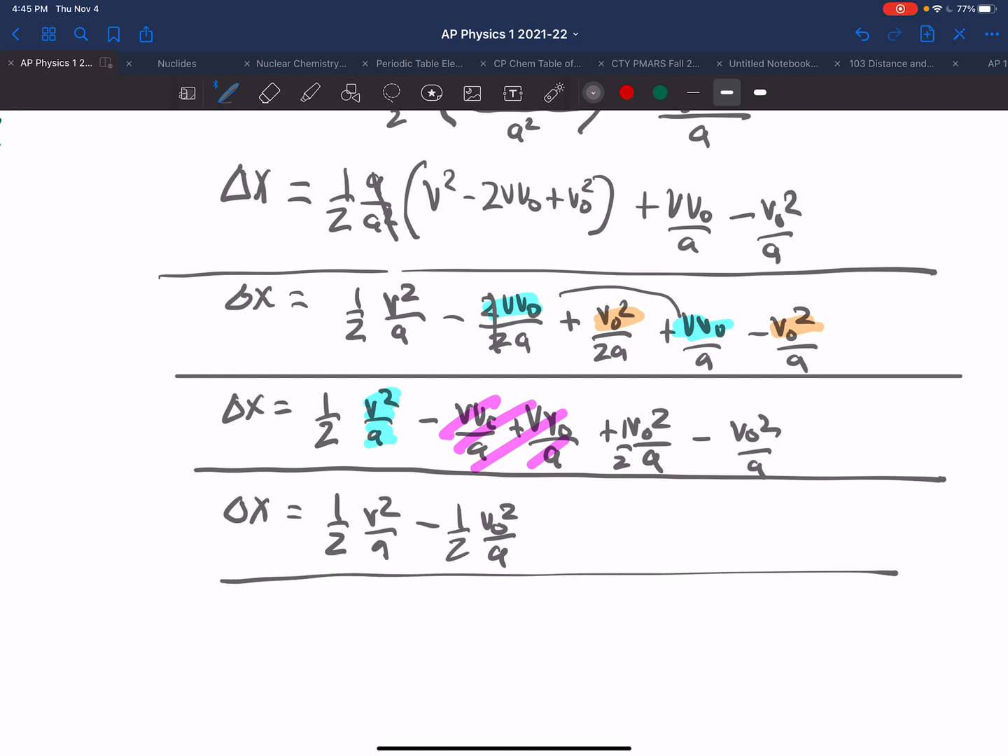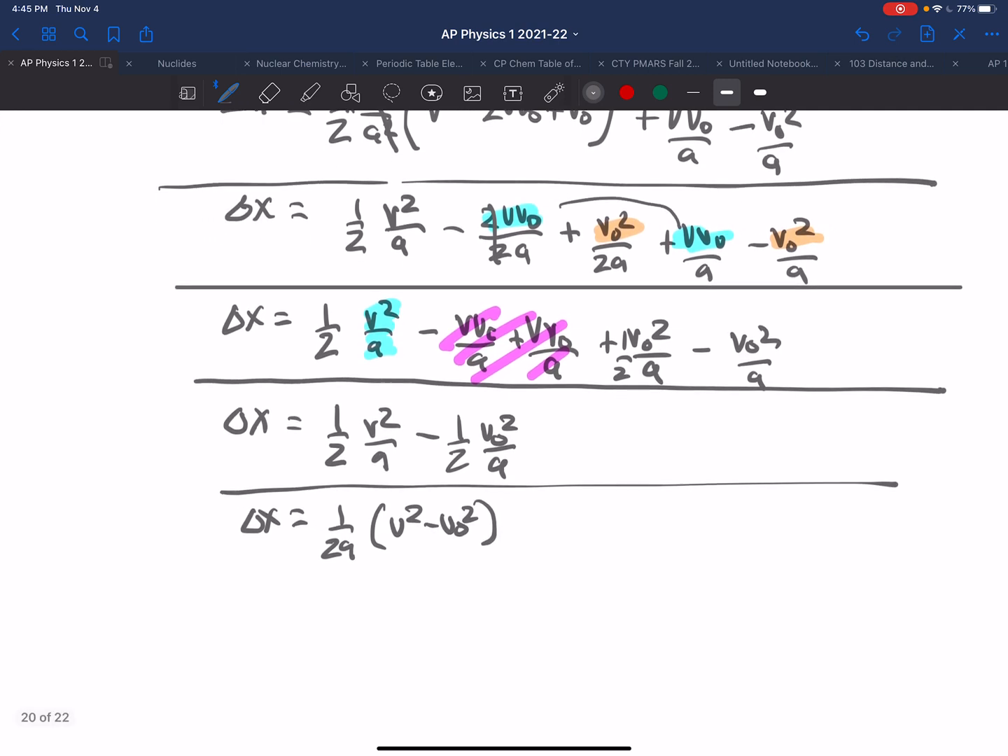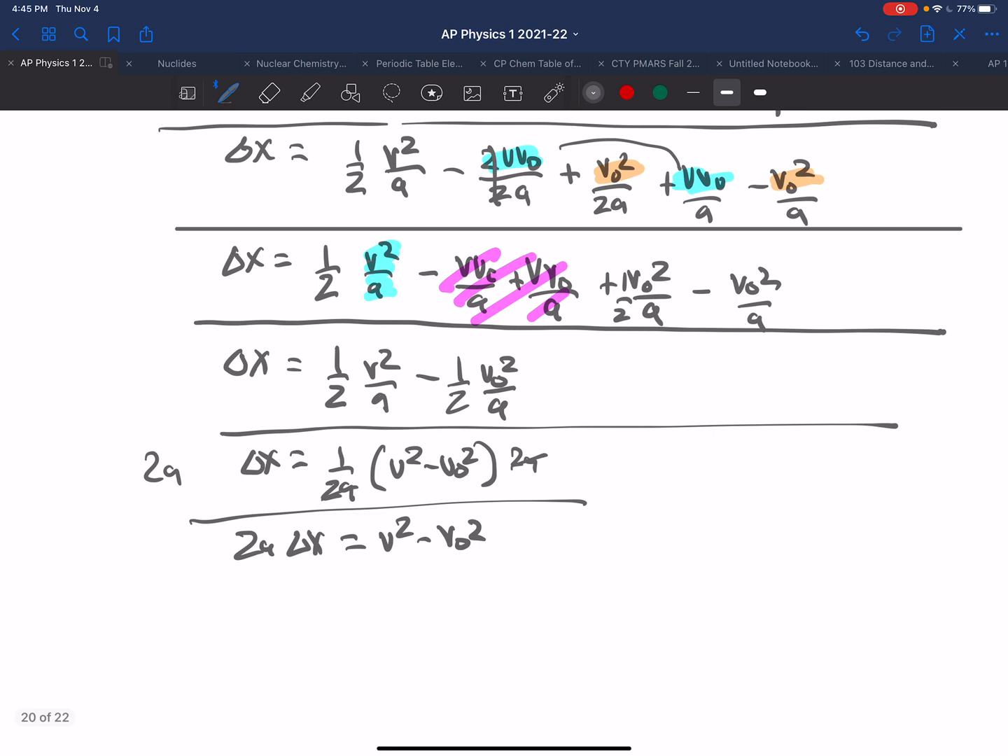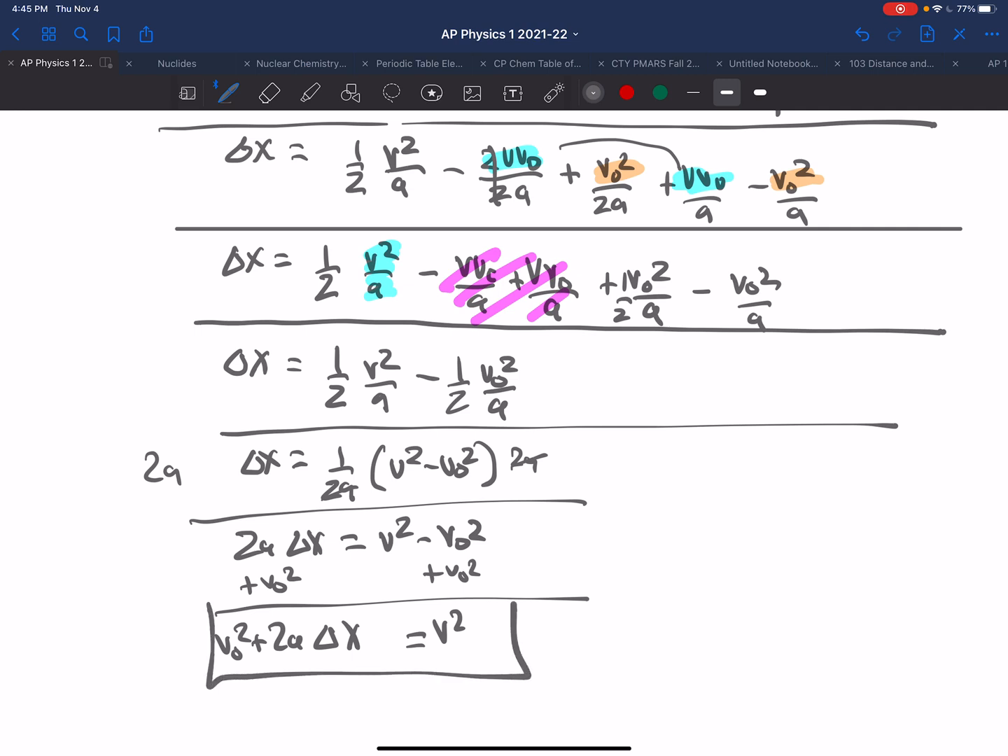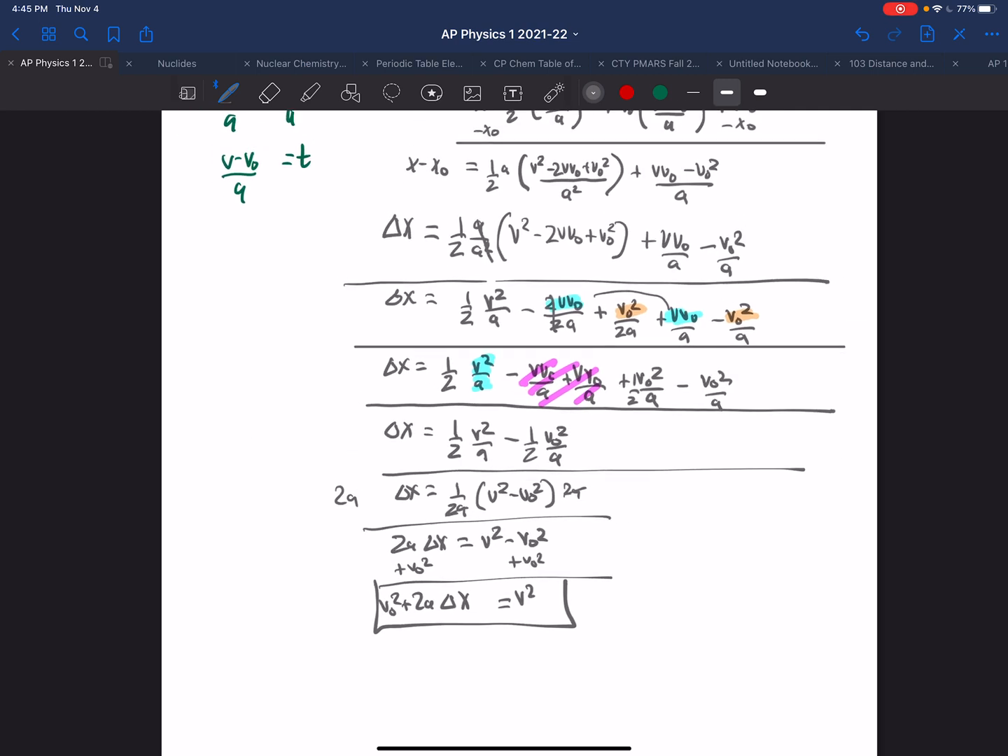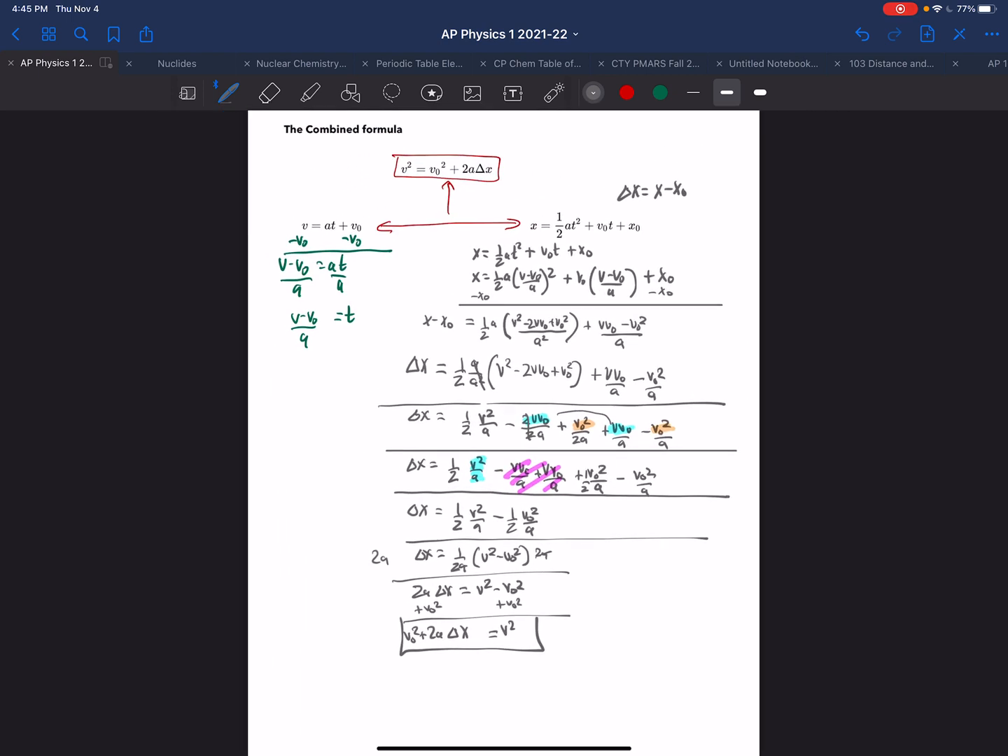So now we can factor out that 1 over 2a. v squared minus v0 squared. And now we can multiply both sides by 2a. And that gives us 2a delta x equals v squared minus v0 squared. And adding v0 squared to both sides would give us v squared equals v0 squared plus 2a delta x. And if we look at our starting equation, lo and behold, that's what we have. v squared equals v0 squared plus 2a delta x.